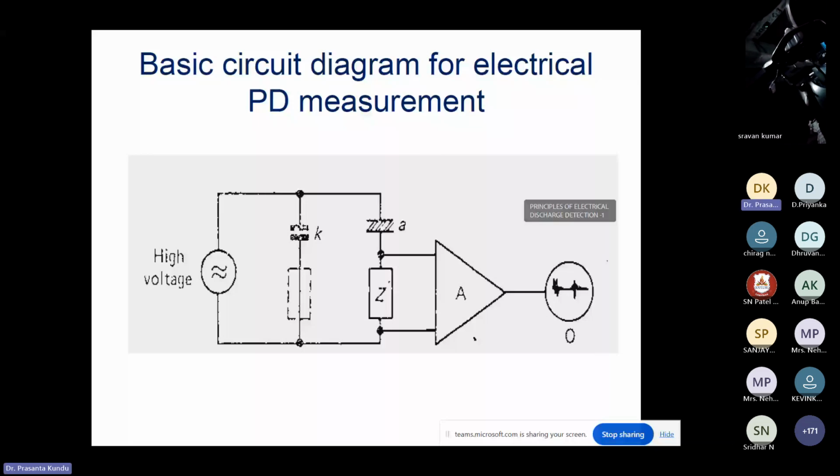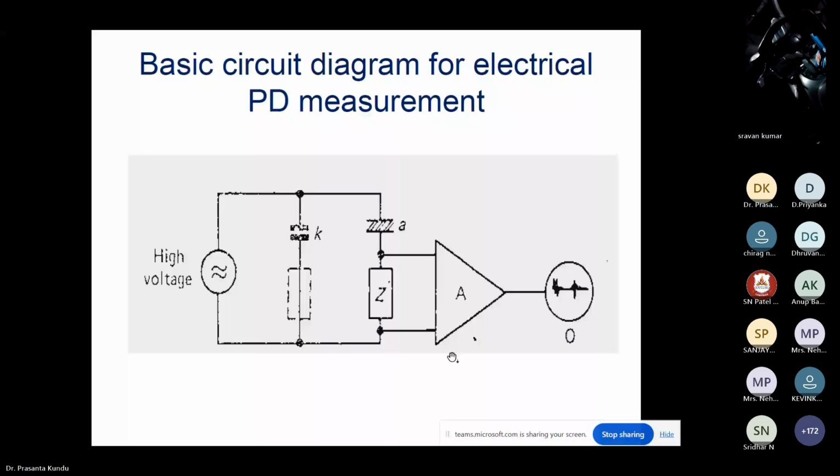Now with this ABC model, we will be able to understand how the partial discharge is occurring and how to measure it. So this is a very common basic electrical measurement circuit, very brief, not given in detail, and this is for a lab measurement. You need to have one high voltage source. A indicates the sample for which you are going to measure the partial discharge, like a transformer, rotating machine, cable, or capacitor.